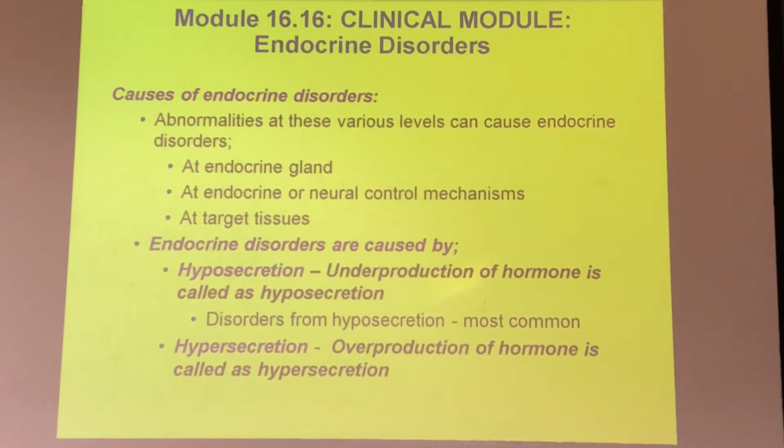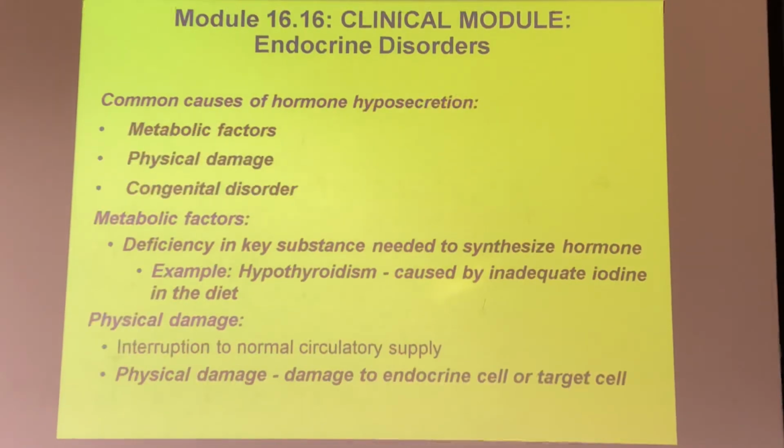How do these work? An endocrine disorder can be either that they secrete more hormone or they secrete less hormone. When it is secreted less, that's called hyposecretion. Hypo means less. Or they are secreted more. Both of them are problems. These are the common causes of hyposecretion: metabolic factors, physical damage, such as tissue damage or organ damage, or you're born with this disorder.